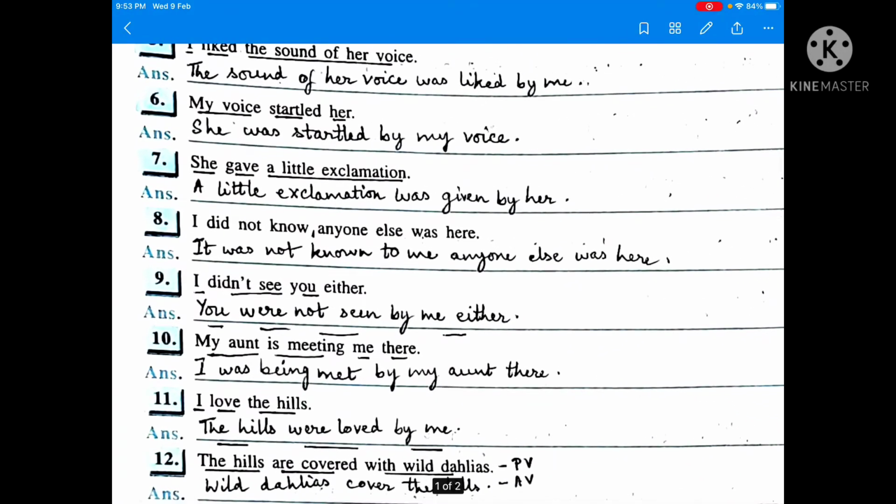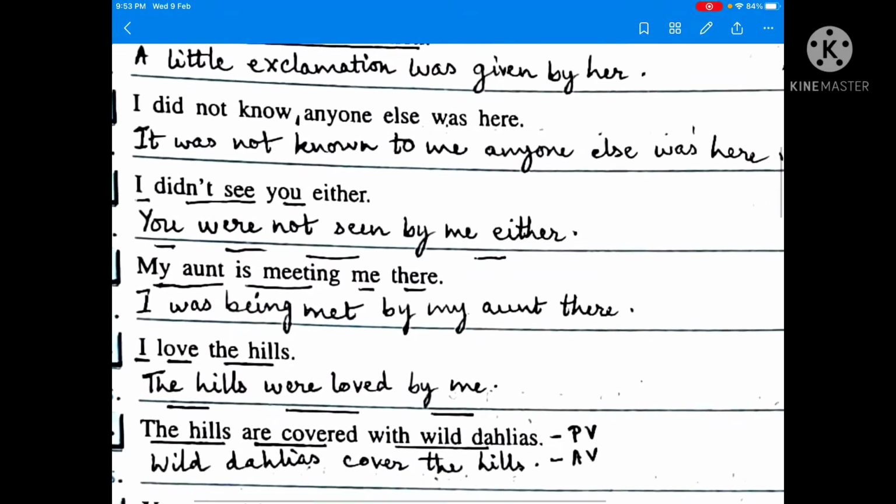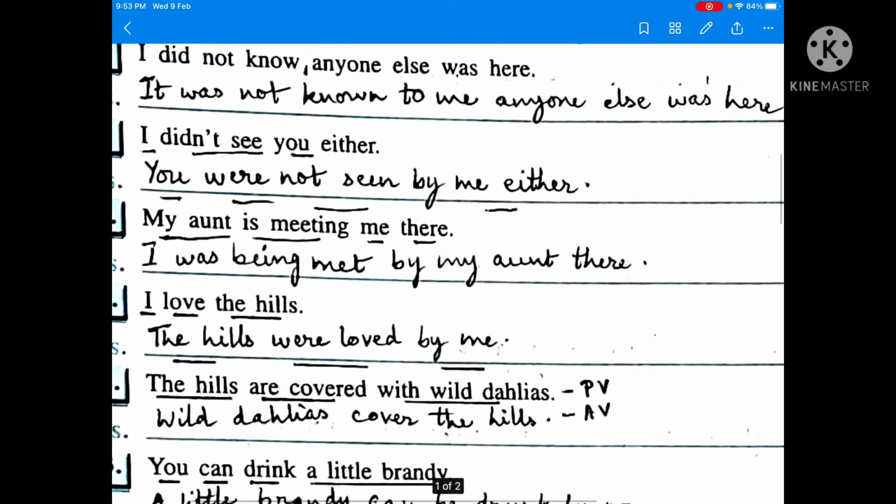I did not know anyone else was here. It was not known to me. I did not know, this is one clause. Anyone else was here, another clause. It was not known to me. Anyone else was here. I didn't see you either. You were not seen by me either.